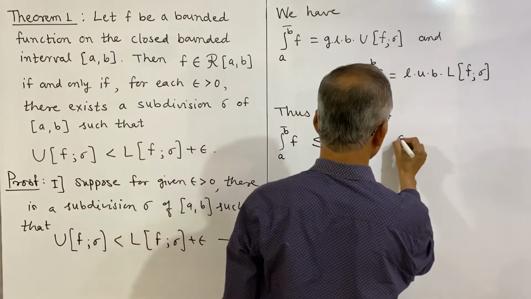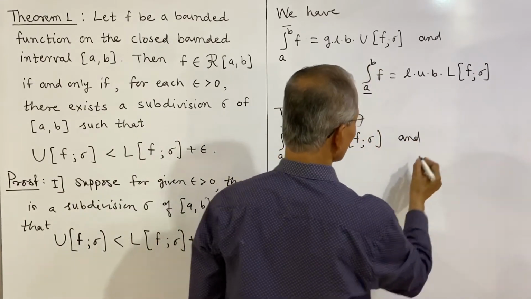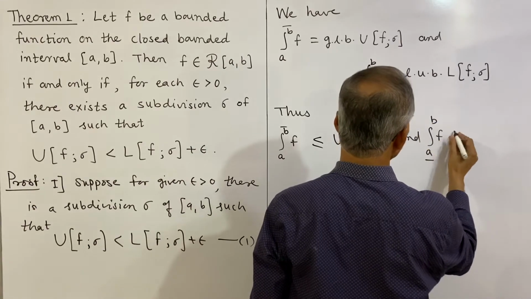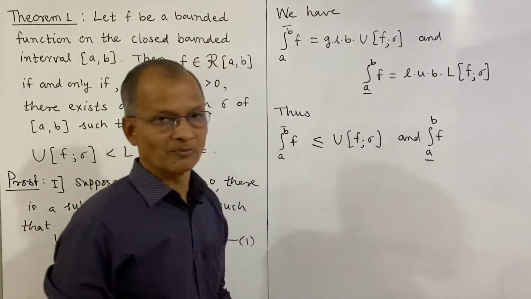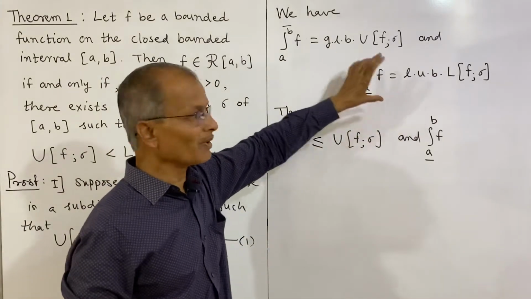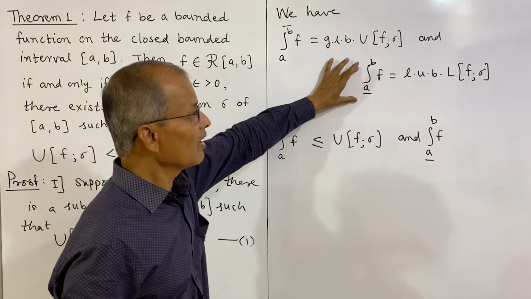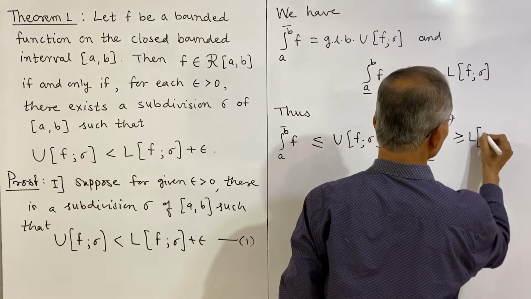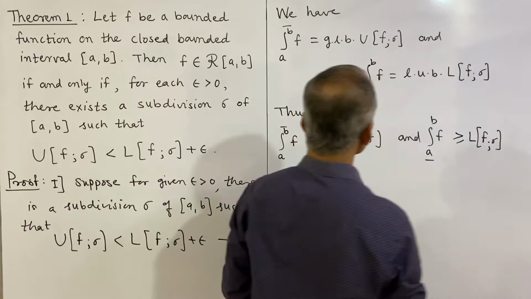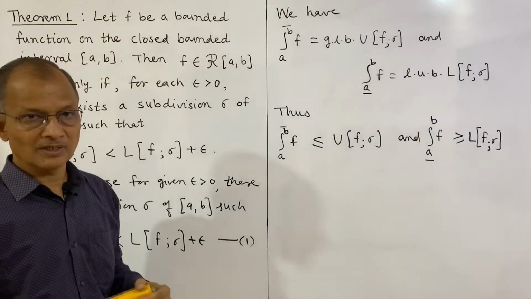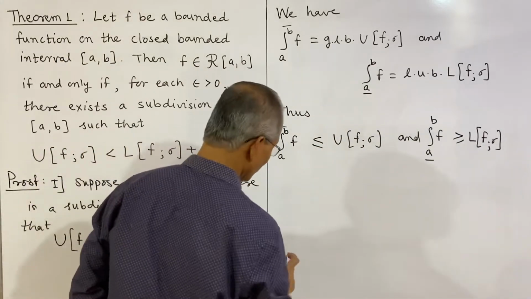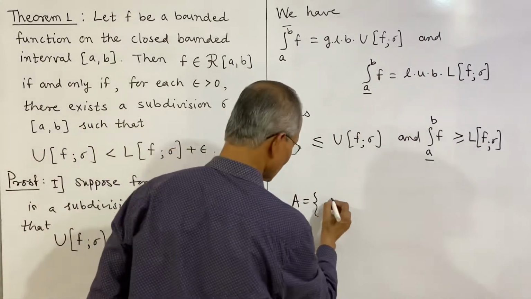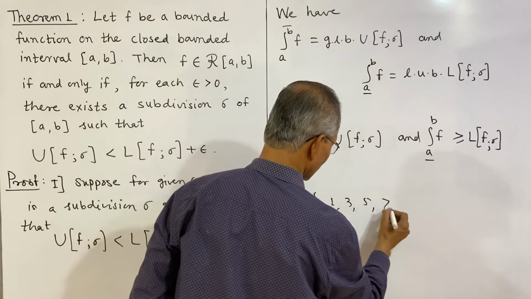And now what about the lower sum? The lower integral of f is the maximum value. Least upper bound means maximum value, and therefore this will be greater than or equal to any lower sum of f on sigma. See what we have considered is, now if we take an example of a set A which has the elements as 1, 3, 5, 7, 9, etc.